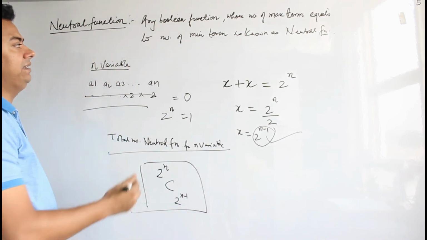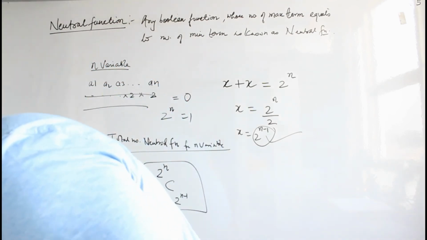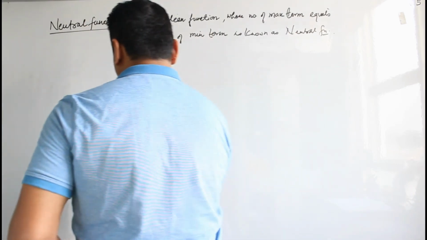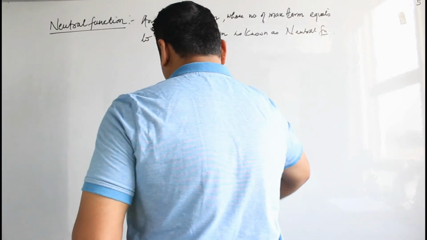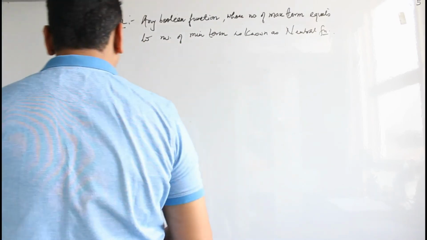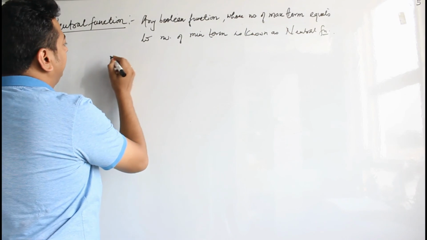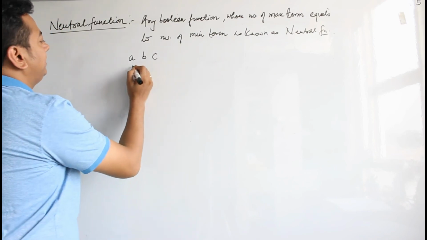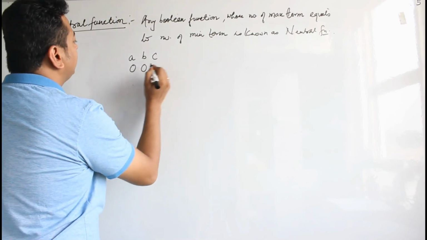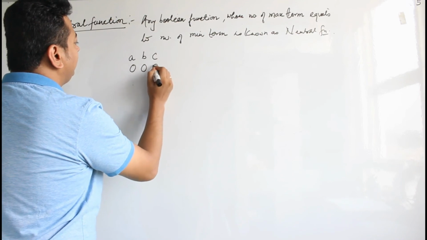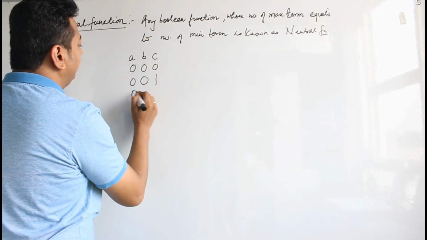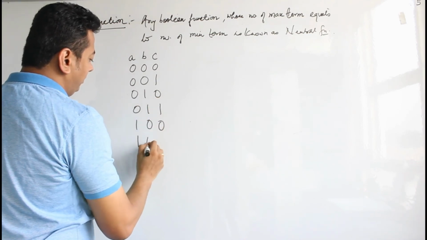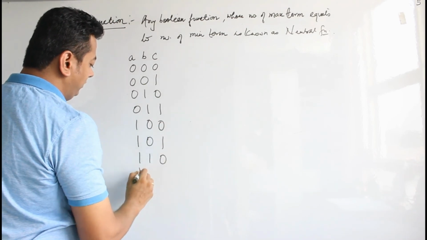Now let's take one simple example. Let's say we have 3 variables, A, B and C. In these 3 variables, the possible number of rows is 8. Why? 2 raised to power 3. 000, 001, 010, 011, 100, 101, 110, 111.